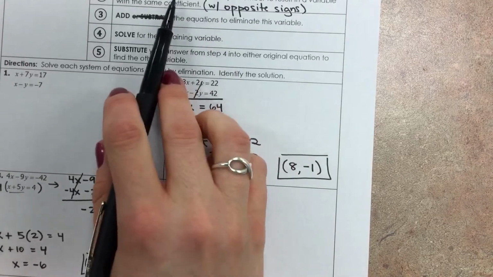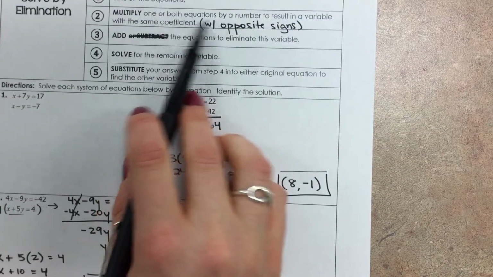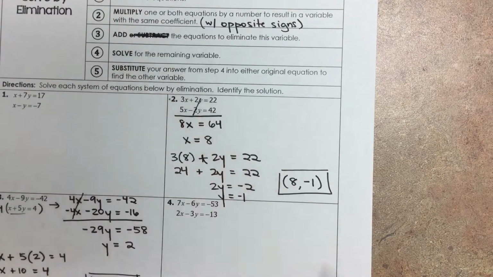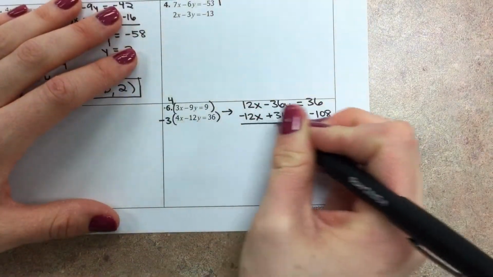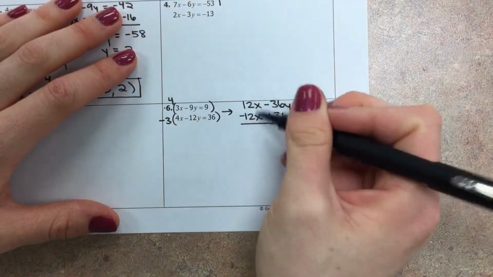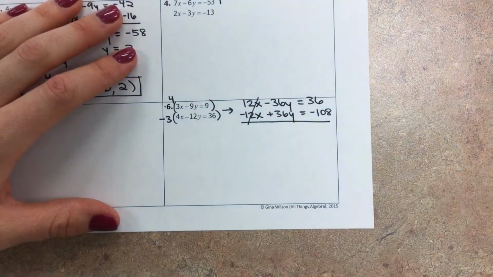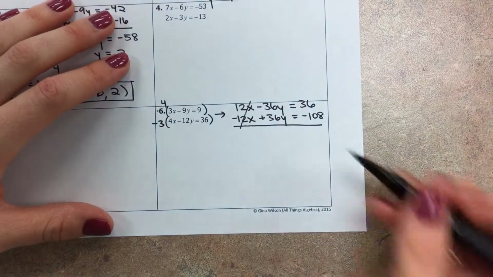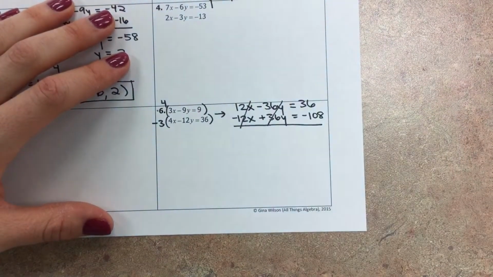Okay, so that we had to do something a little bit more complicated. This is the first time we had to multiply both equations by a multiplier. So now we're into step 3, add the equations to eliminate the variable. So we add the equations together. 12x minus 12x eliminates, which is what we wanted to happen. But then notice here, the negative 36y and the positive 36y also eliminate.